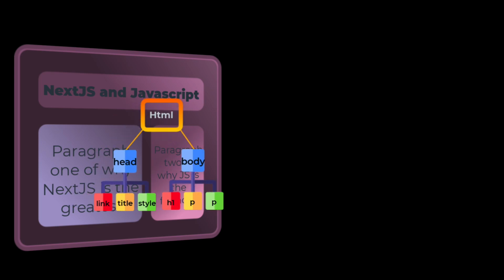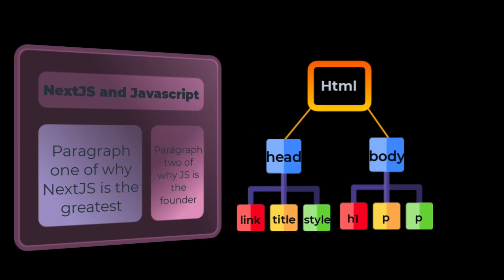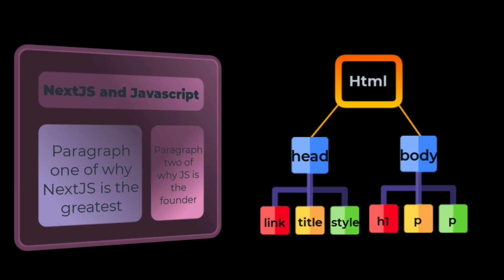The HTML being the root of the particular web page, and then you having the head and the body. The head has a link, a title, and a style, while the body has a heading and two paragraphs. Looking at this tree, we would say that the title, the link, and the style within the head are all children of the head tag, while the heading and the two paragraphs within the body are the children of the body tag. And the head and the body, in turn, are the children of the HTML or root element.